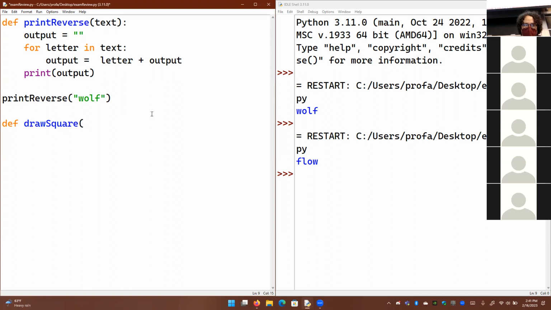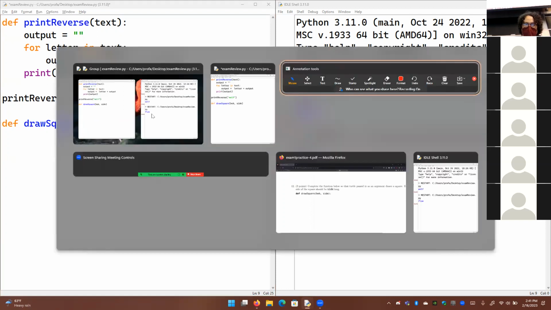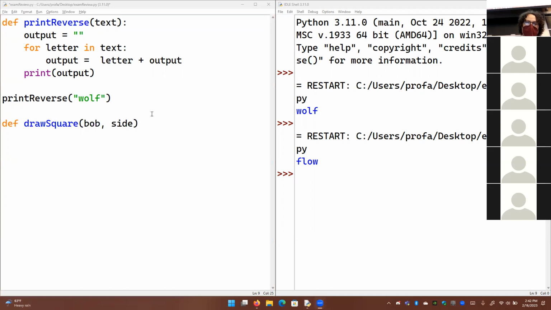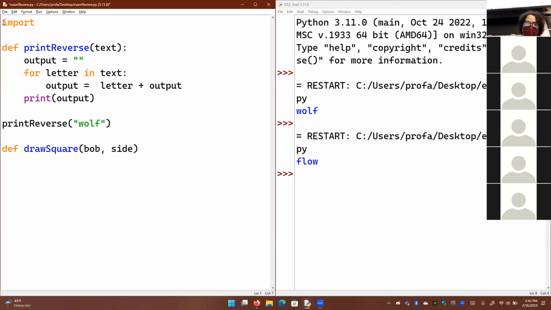So let's go ahead and say, we need Bob and we need side. What did I say the variable was? Was it side? It was just side. It doesn't really matter if you change it up like that, as long as you're answering the question. Import turtle. Bob equals turtle.Turtle().